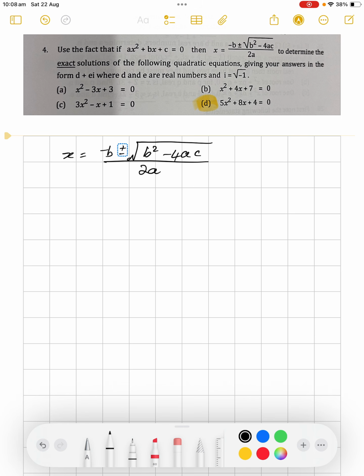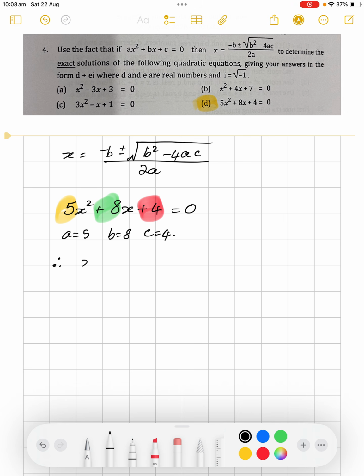So our equation is 5x squared plus 8x plus 4 equals 0. And for our values of a, b, and c, we do have an equals 0, so that's good. So therefore, a is 5, b is positive 8, and c is the constant, which is 4.